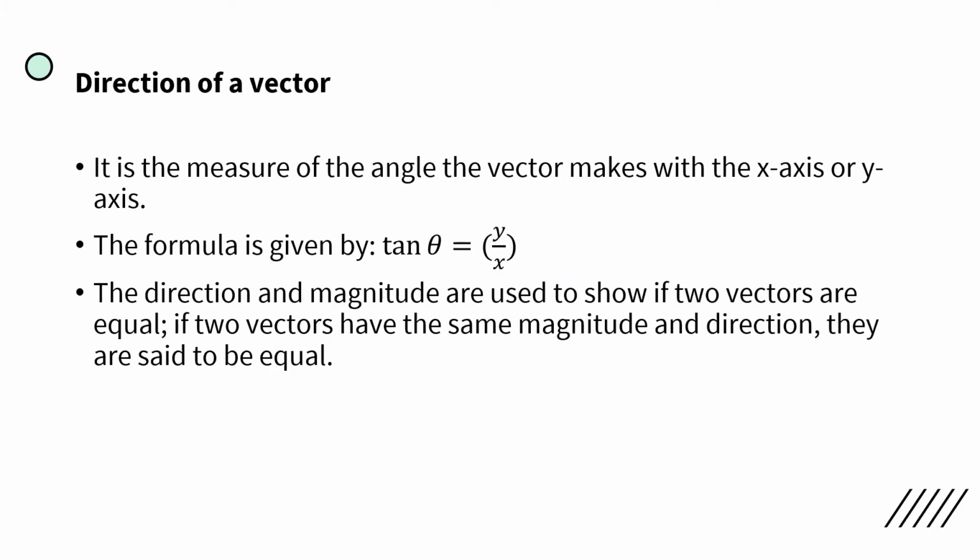Direction of a vector. It is the measure of the angle the vector makes with the x-axis or the y-axis. It is given by the formula tangent of theta equals y over x. The direction and magnitude are used to show if two vectors are equal, and to show that two vectors are equal, they should have the same magnitude and the same direction.